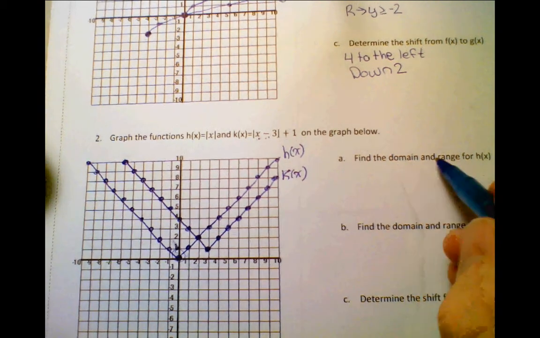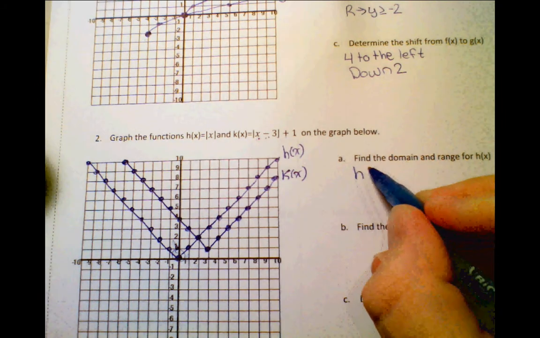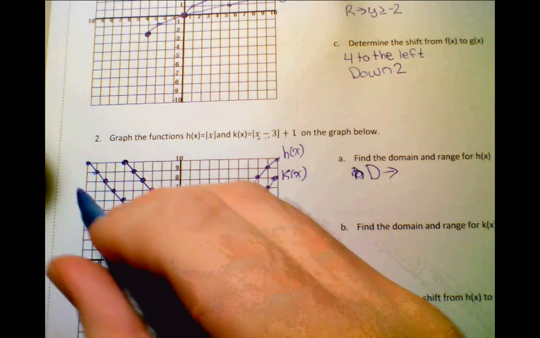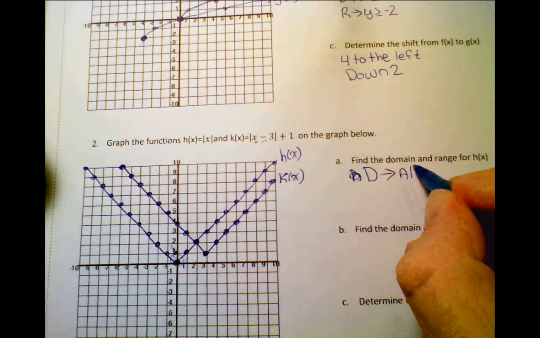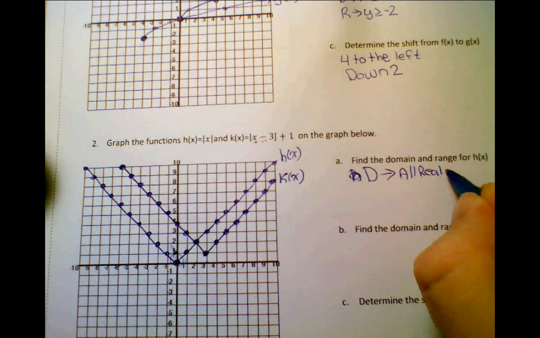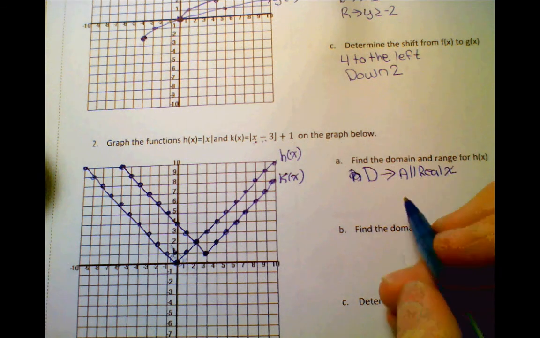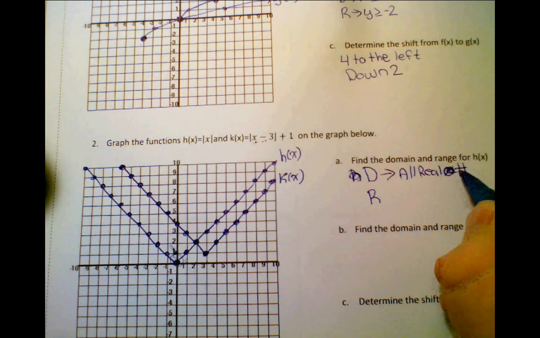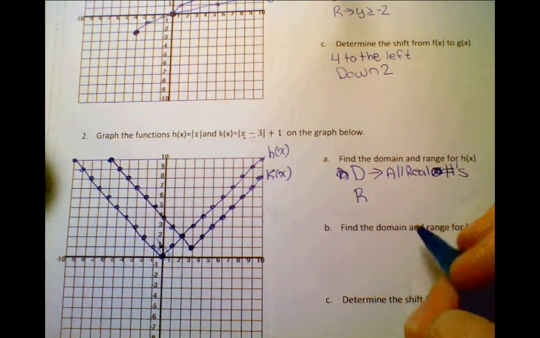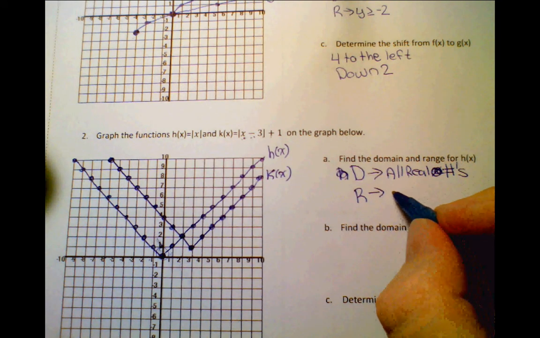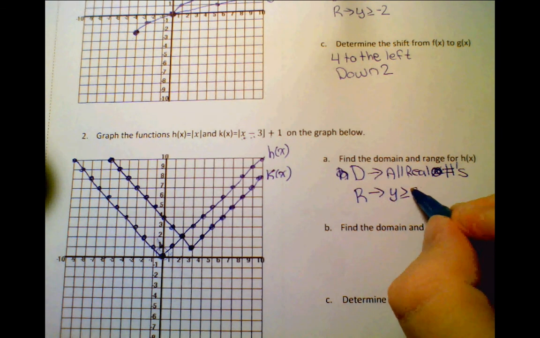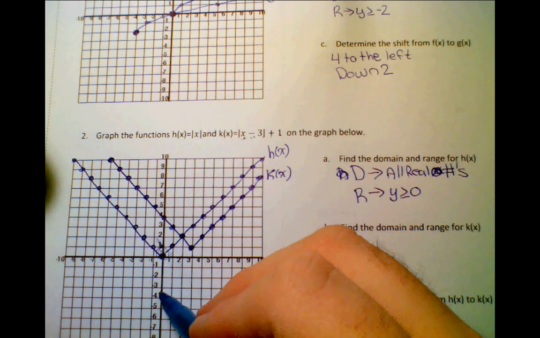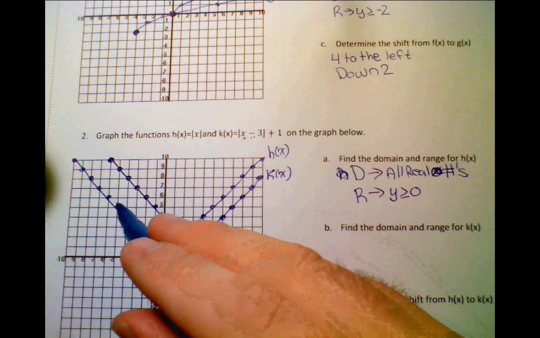So let's start with the domain and range of h of x. The domain, remember, is the x values. The x value can be all real numbers. There's no restriction on what goes inside the absolute value, only what comes out. All real numbers. Now the range is going to be when y is greater than or equal to 0, because remember, this cannot go below the x-axis. So the smallest number is 0, and it's going to go up.